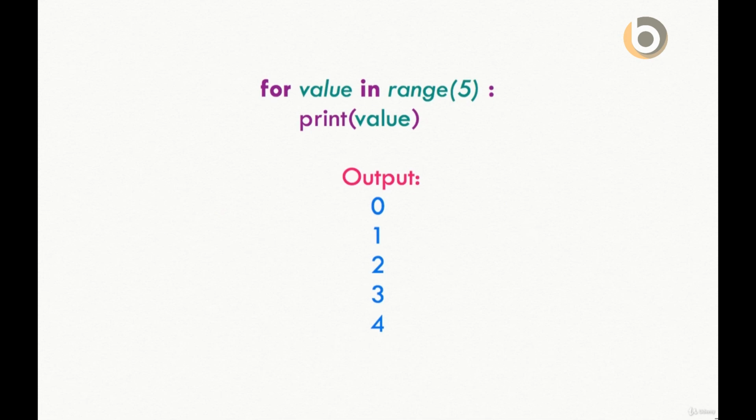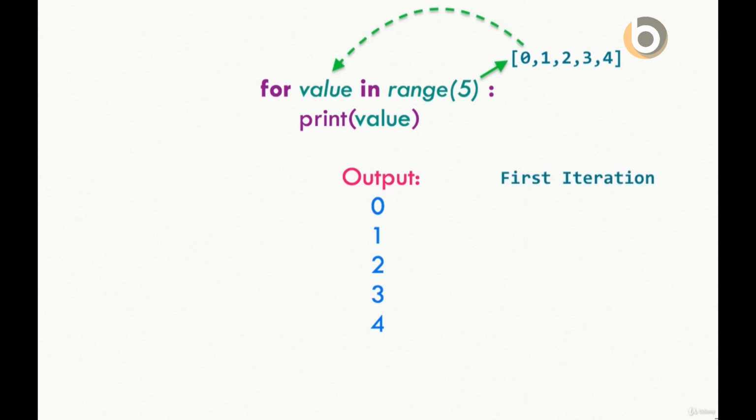In this example, we want 5 numbers from 0 to 4 to be printed on the screen. So we specify a range of 5, which will give us a list of numbers from 0 to 4. And for every number in the list, the loop will execute its body. So what it will do here is first the range function will generate a list of 5 elements from 0 to 4. For the first iteration of the loop, the first value of the list, that is 0, will be inserted in the variable value, and then it will be printed by the print command in the body of the loop.